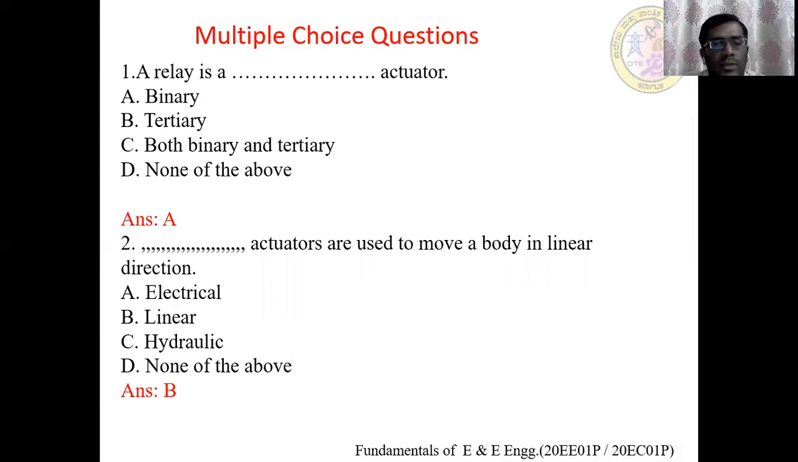Second one, dash actuators are used to move a body in linear direction. The options are electrical, linear, hydraulic, and none of the above. The answer is B. So linear actuators are used to move a body in linear direction.